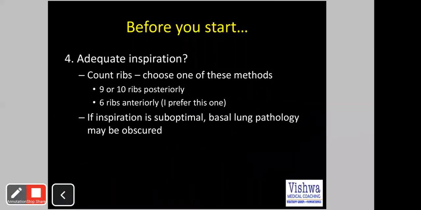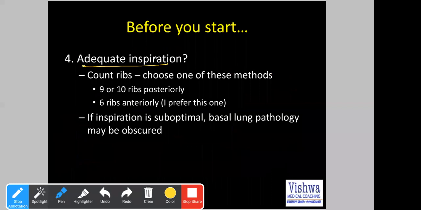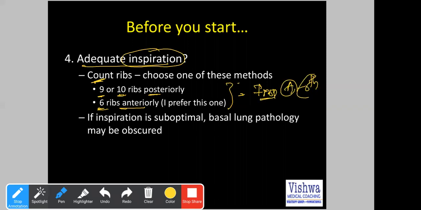It is also important to check whether the patient has adequate inspiration or not, by counting the ribs. Choose one of the methods: sixth, ninth, or 10th rib posteriorly, or sixth rib anteriorly. We already had a word about this. In a normal full inspiration, the anterior ribs are the sixth rib where the diaphragm is, or the posterior one is the ninth or 10th rib. It's also important to understand the lung span. If the inspiration is less, basal lung pathology may be obscured. You may not be able to see the basal lung pathology.